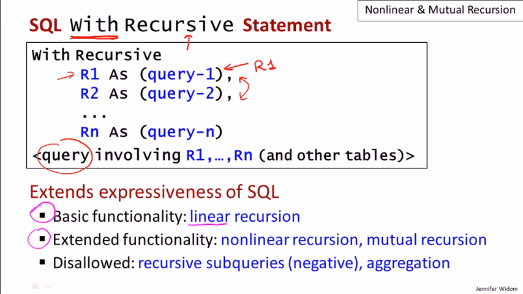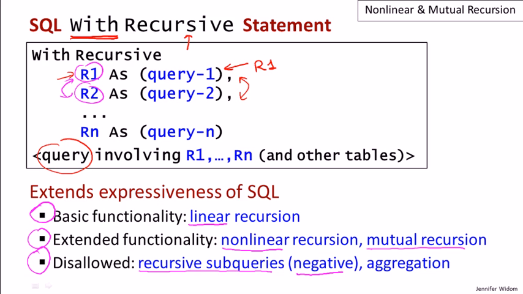But there is extended functionality. There's nonlinear recursion. We saw that nonlinear recursion can lead to nicer looking queries and can converge faster, but is actually more difficult to implement efficiently. And then there's mutual recursion, where R1 here might be defined in terms of R2, which itself is defined in terms of R1. And we saw one interesting example where we'd like to use mutual recursion, where it was appropriate. Finally, in terms of what's disallowed, recursive subqueries, by that I mean referencing the recursively defined relation in a subquery, is actually in the SQL standard, not supported by the Postgres system that we were using.